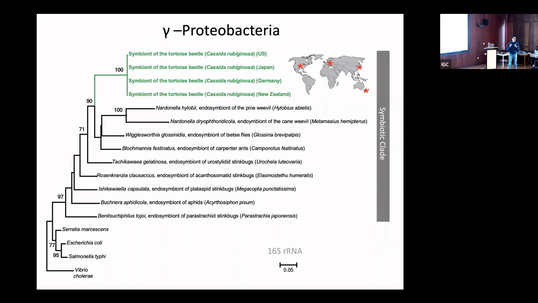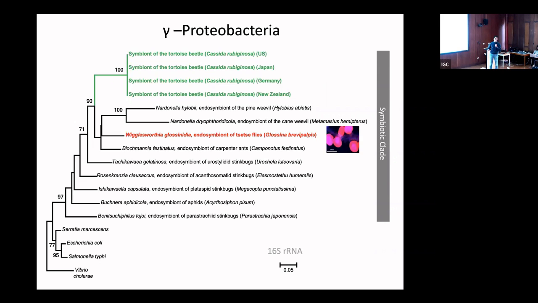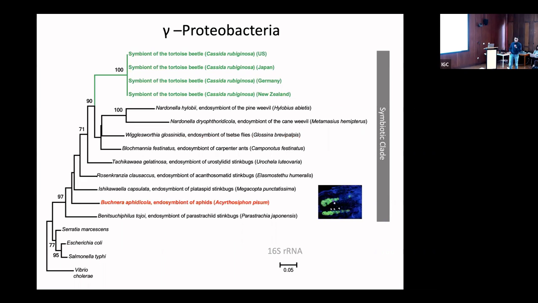The phylogenetic position of that symbiont is quite interesting. It falls within the so-called symbiotic clade within gamma proteobacteria, which is to say that it's a close phylogenetic relative to primary endosymbionts like Wigglesworthia, the primary endosymbiont that supplements B vitamins in tsetse flies. It's also a close relative to the primary endosymbiont of aphids, Buchnera, which supplements essential amino acids.